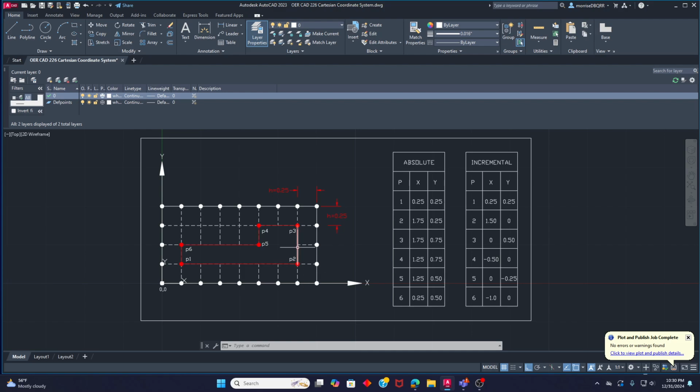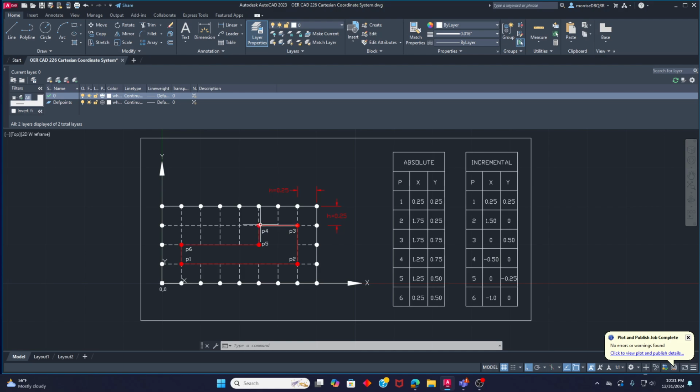We want to go from point 2 to point 3. All right, so we have to know where point 3 is. Well, point 3 is also 1.75 in the X and 0.75 in the Y. All right? So again, it's all based on the origin. Now we're going from point 3 to point 4. Well, point 4 is 1, 2, 3, 4, 5 units in the X, which is going to be 1.25, and it's going to be 1, 2, 3 in the Y, which is 0.75.